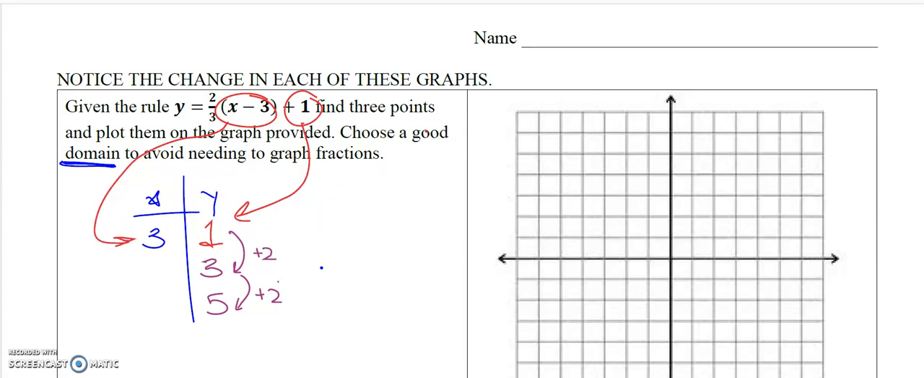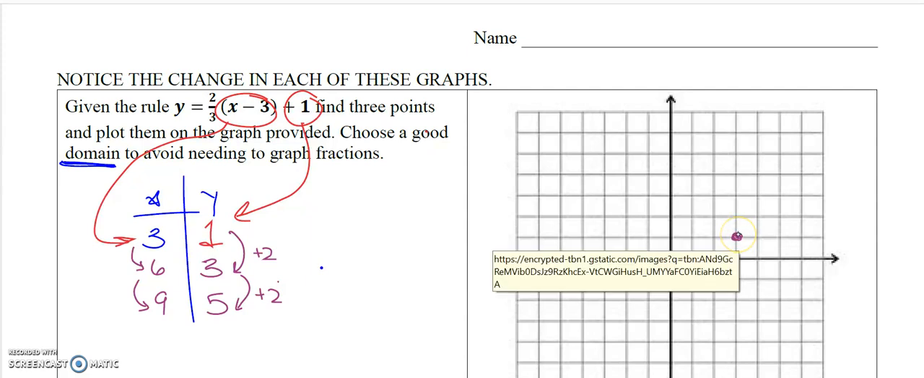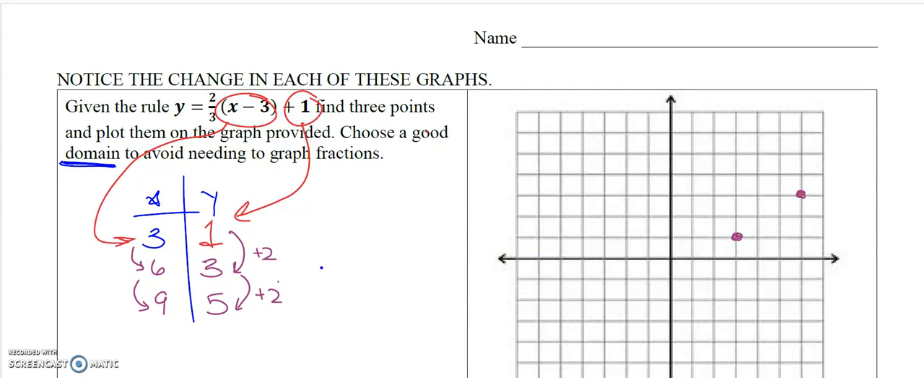The bottom part of that fraction, the 3, is going to generate the values that you're going to use on the x side. 3, 6, 9. Now that you have some points, you're able to plot them on a graph. 3, 1, 6, 3. Uh-oh, we ran into a problem.